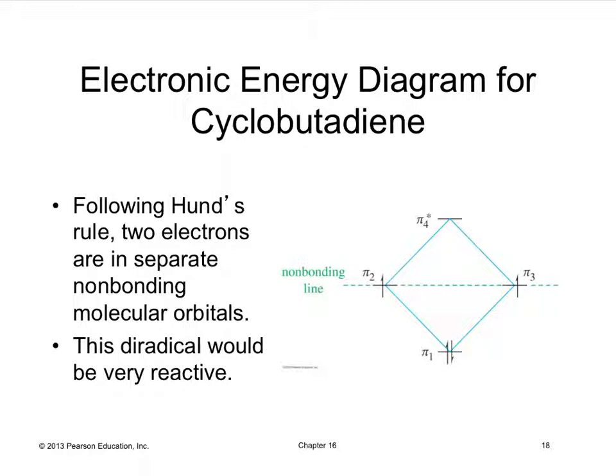If we look at the electronic energy diagram for cyclobutadiene, the lowest energy is pi 1, and then you have pi 2 and pi 3, and then pi 4 star, which is all antibonding. Then you fill those 4 electrons: 2 go in pi 1, and then 1 each in pi 2 and pi 3, following Hund's rule. This is a diradical. As a result of this diradical, it is very reactive, and you have dimers of cyclobutadiene forming.